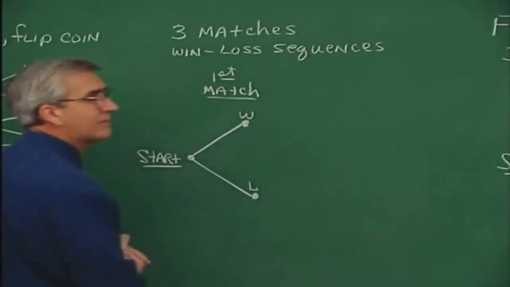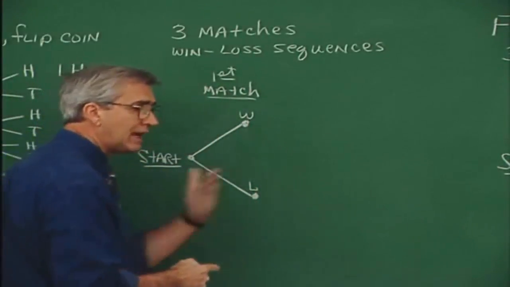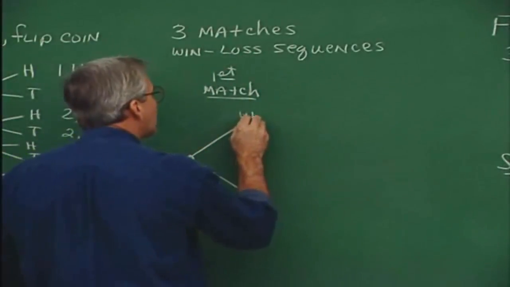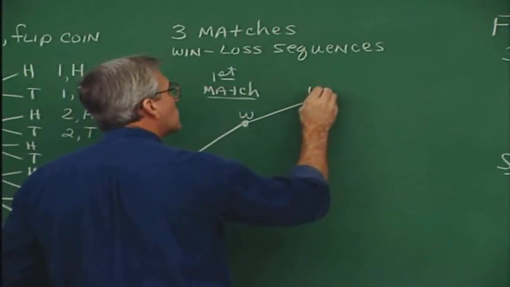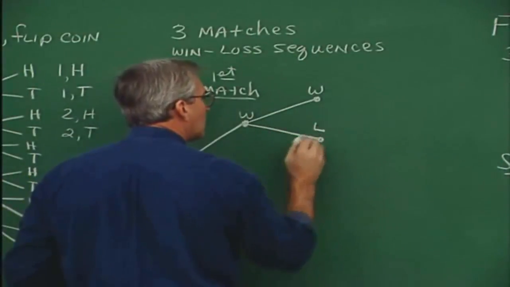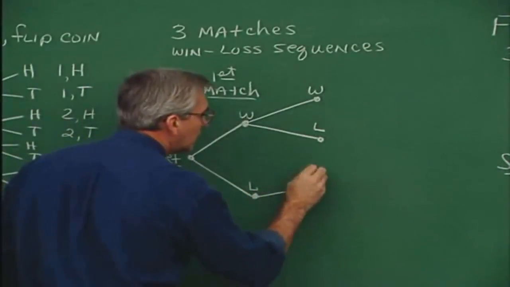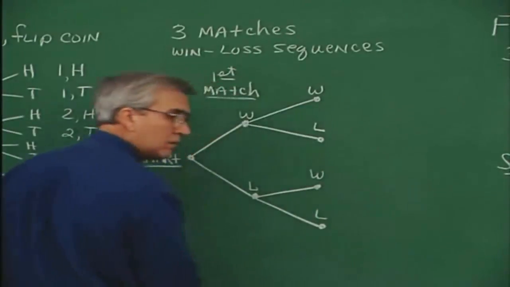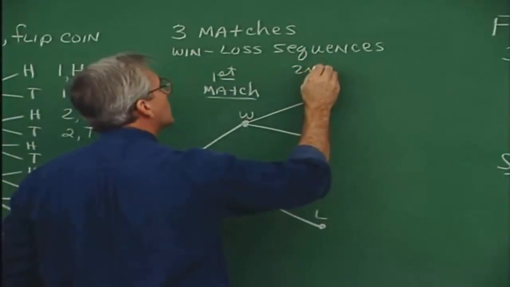Now, what's possible after that? Well, whether we have won or lost the first match, in the second match we could either win or lose. So from here then we have the possibility of a win or a loss. And from here we have the possibility of a win or a loss. And at this point, we have finished our second match.